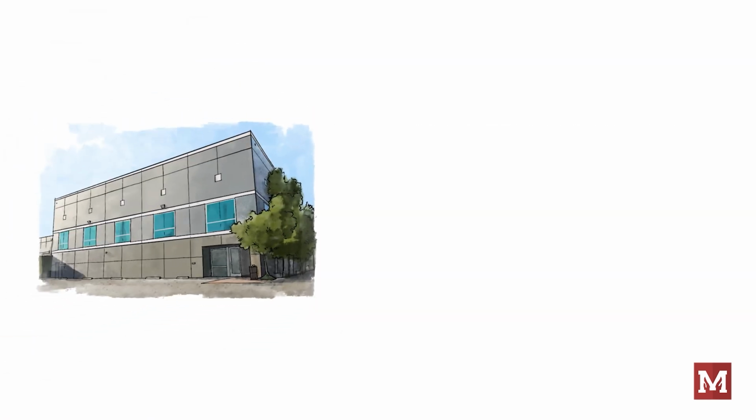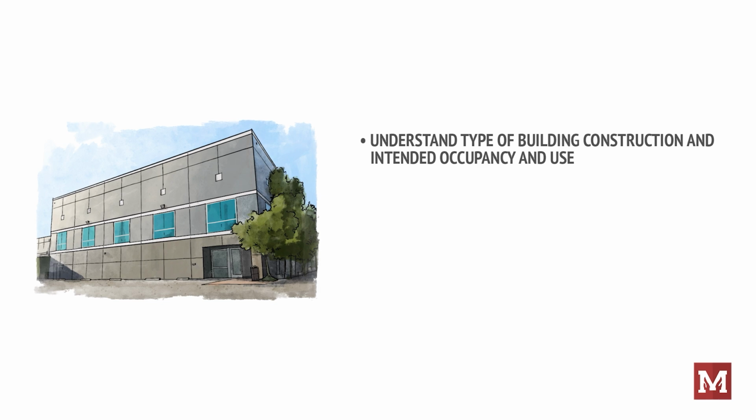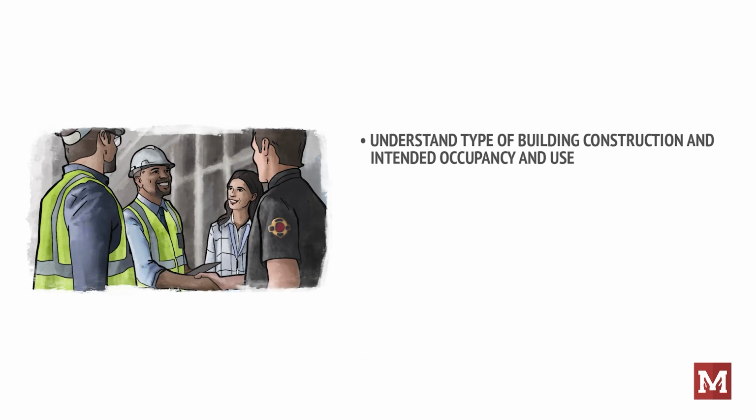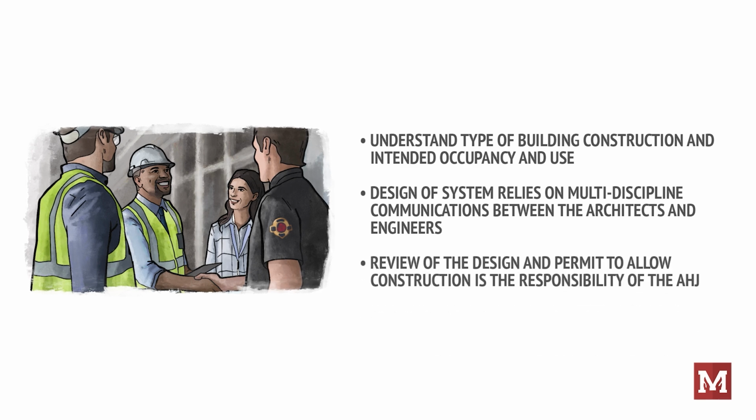The takeaway here includes understanding the type of building construction, its intended occupancy and use is fundamental in determining the associated risk and hazards that are being addressed by the fire suppression system. As a result, the design of the fire suppression system relies on effective multidiscipline communications between the architect and engineers of record. The review of the design and permit to allow construction is the responsibility of the AHJ.